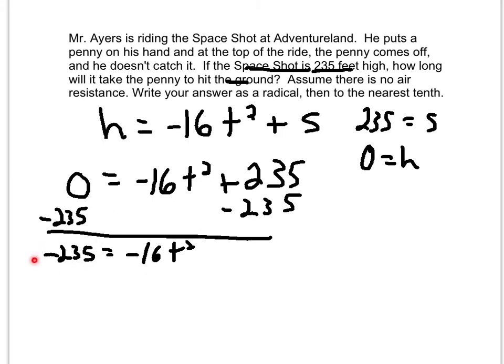Now it's a good thing this number is negative because I'm going to have to divide by negative 16. So a negative divided by negative is going to give me a positive. So I divide by negative 16, and I'm going to have negative 235 divided by negative 16.